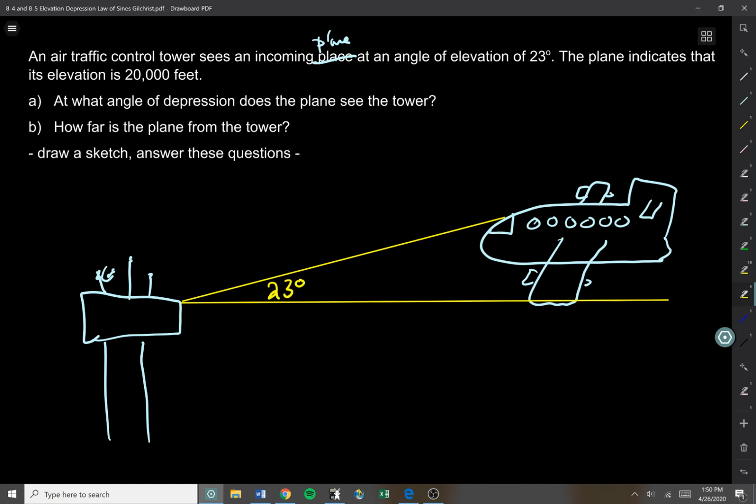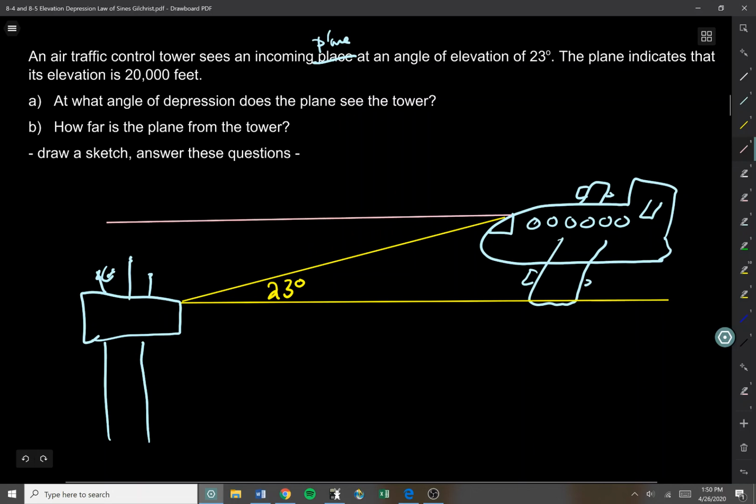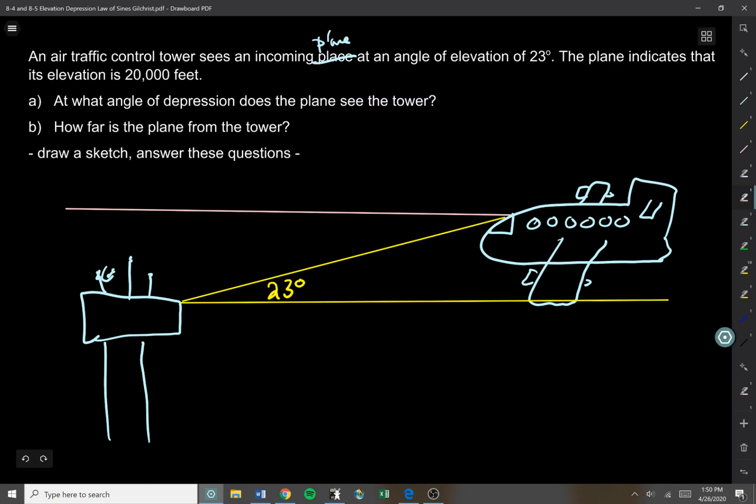The first question was, what's the angle of depression when the plane sees the tower? Well, for the plane, horizontal is right here. So their angle of depression is going to be this angle right here. Well, how do we find that? These 2 lines are parallel. They're both horizontals, which means that these 2 angles are alternate interiors. This is also 23 degrees.